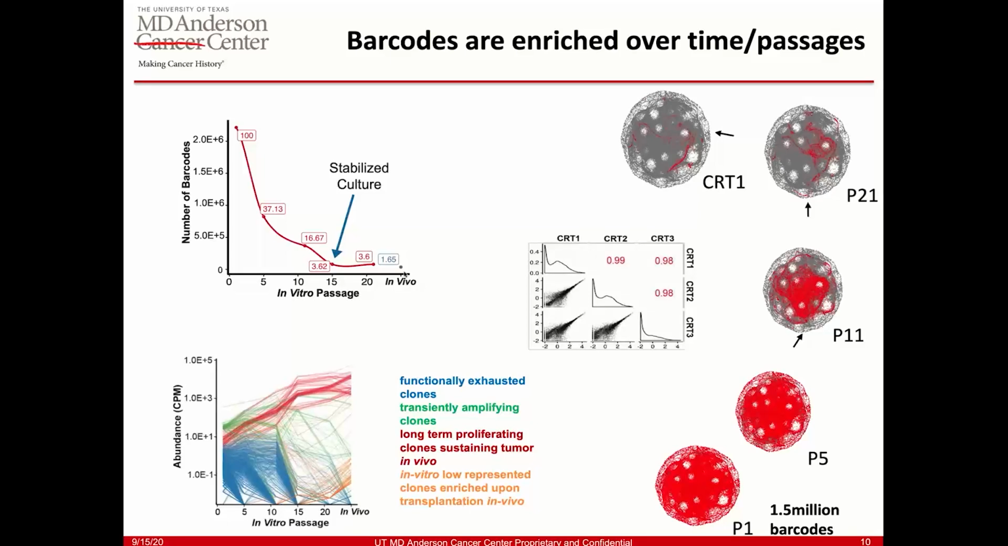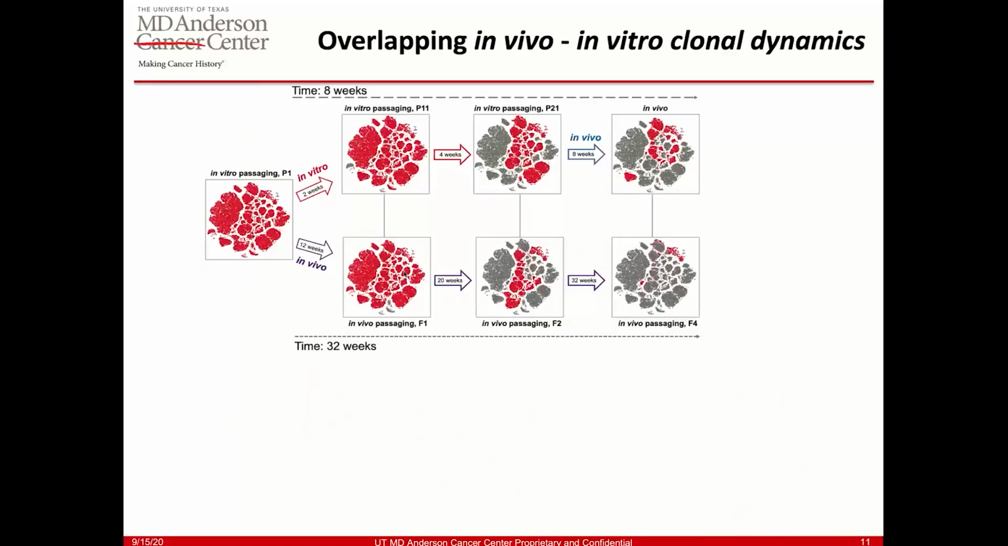If we compare the composition of the 3 clonal replica tumors, we see a Pearson correlation of 0.99, 0.98, suggesting that at this time point, even if we create a cohort of mice, all of them would have the same set of barcodes represented, distributed in a practically similar fashion.